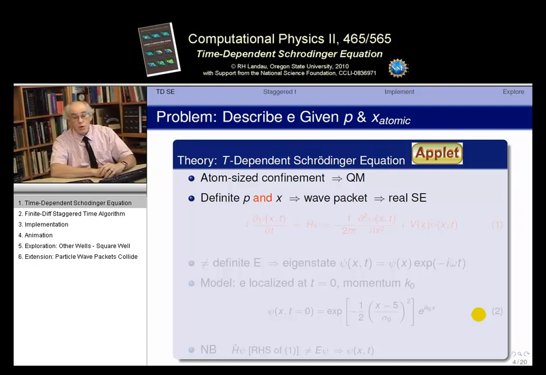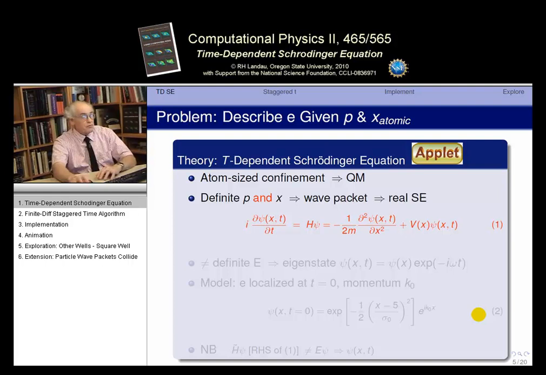And that means we need a wave packet to describe it. Because the ordinary quantum mechanics that you see so often, the time-independent versions, have particles of definite energy, or maybe a definite momentum, but not also a definite position. Here we want both, so we need the real Schrodinger equation, and that's given here in equation 1.